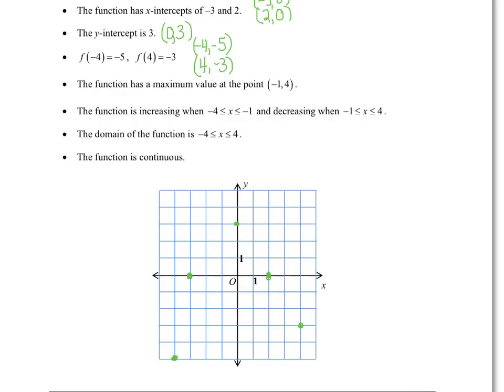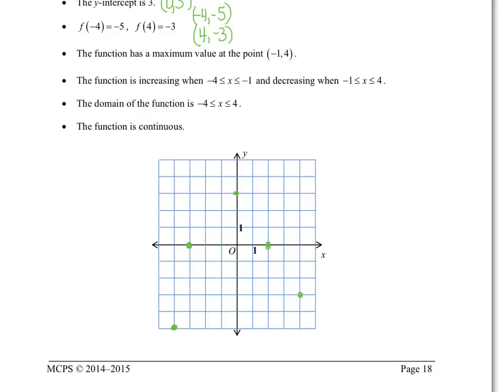The next bullet says the function has a maximum value at the point negative 1, 4. So we know this is also a point on our graph. Now it says the function is increasing. That means when we read the graph left to right, it's going up, when negative 4 is less than or equal to x, which is less than or equal to negative 1. So this is negative 4, this is negative 1. So my graph is going to be increasing in this section. That means we're going to have a graph that looks something like this.